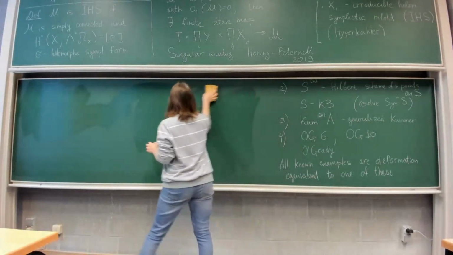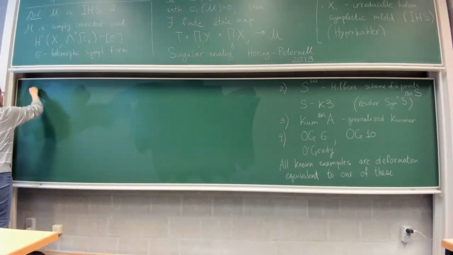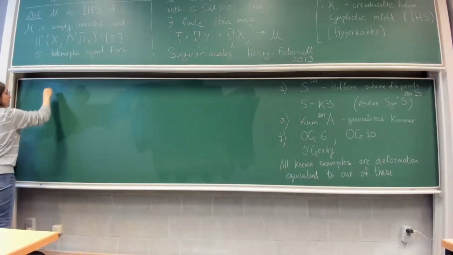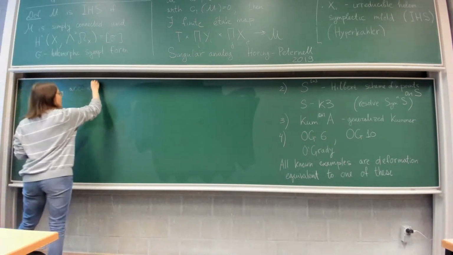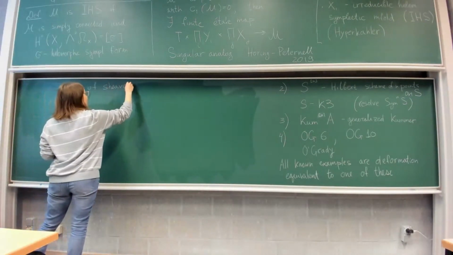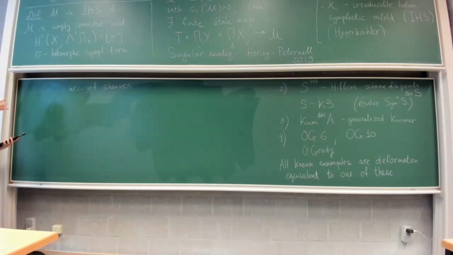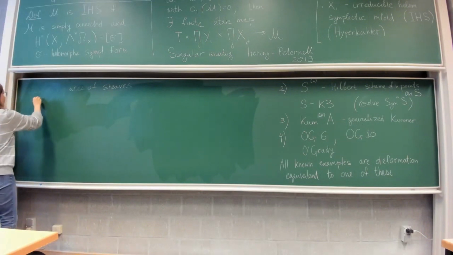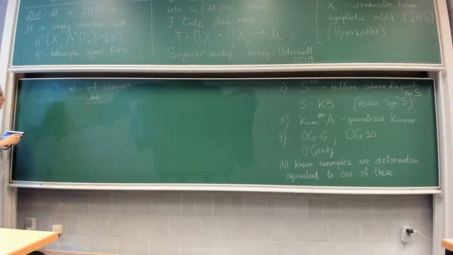So the next thing I want to talk about is moduli spaces of sheaves on K3 surfaces. As I just erased, the K3 surface is just an example of a hyperkähler manifold, an irreducible holomorphic symplectic manifold, in dimension 2. So it's a complex surface. And the moduli spaces of sheaves on K3 surfaces are very well studied.